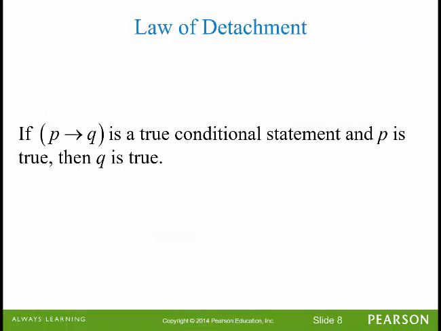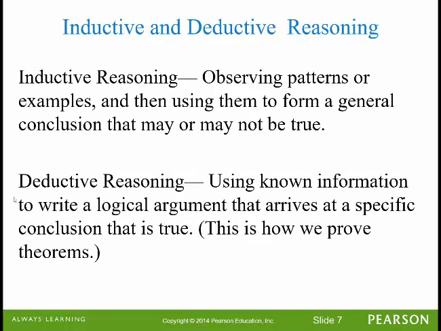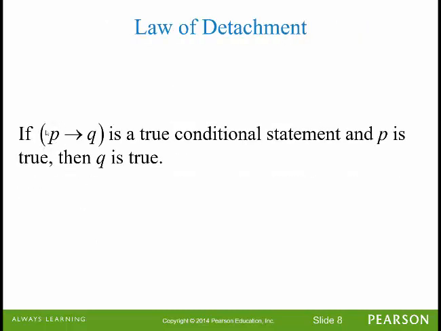All right, so let's talk about the law of detachment, which we'll use. So if P implies Q, so if P then Q, is a true conditional statement, so we're saying it is a true statement, and P is true, so we know that P of this complete conditional statement is true, then Q must also be true. So if P is true, then Q is also true, right? As long as the entire statement is a true statement.